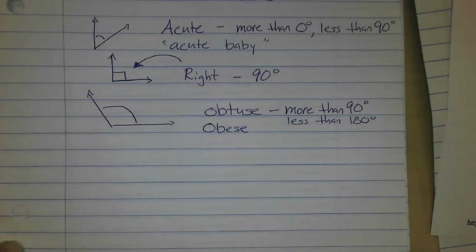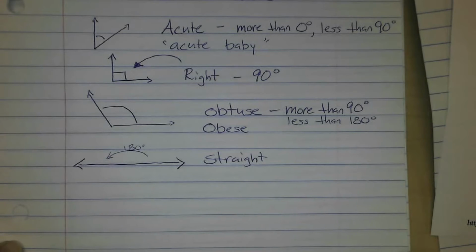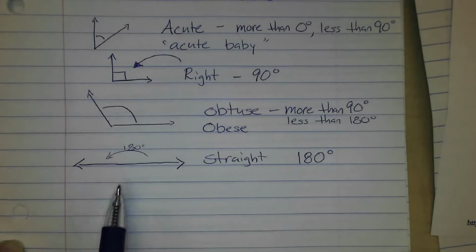So the baby continued to eat and eat. And then finally, the baby got really tired and laid down, nice and straight, and went to bed. And here we have a straight angle. Straight angle is exactly 180 degrees. And here's the baby, dead, asleep.